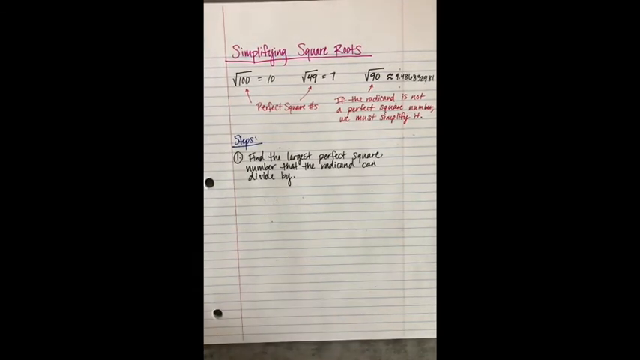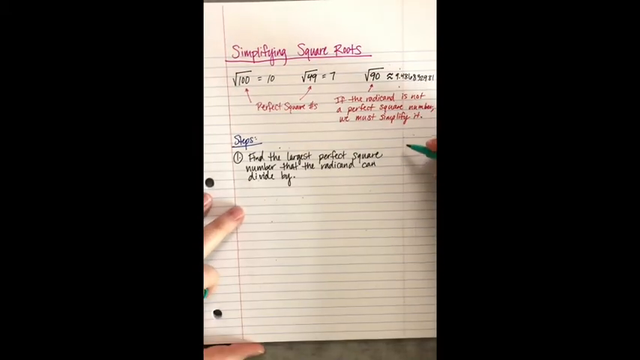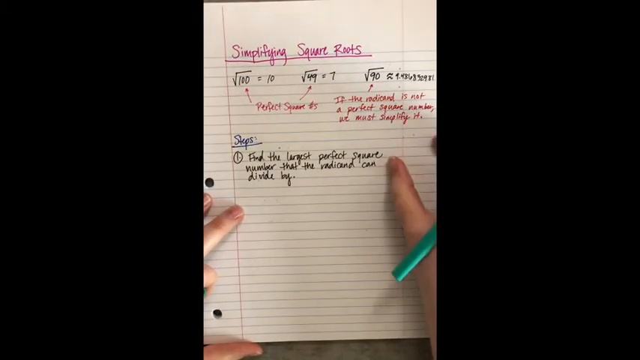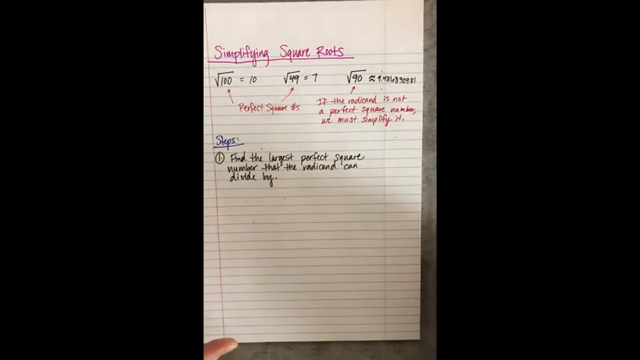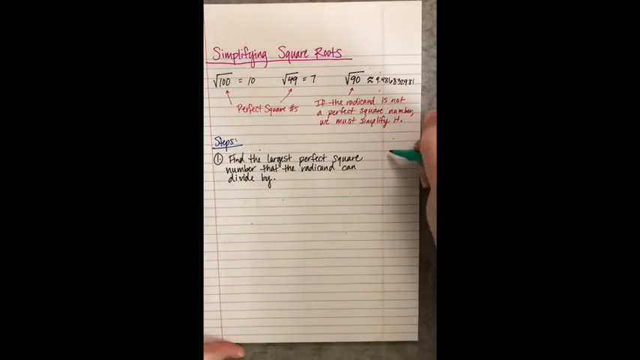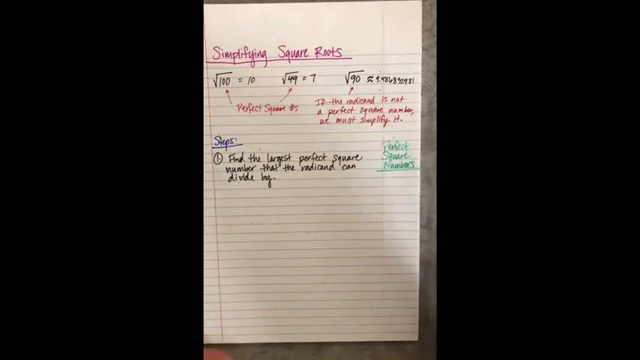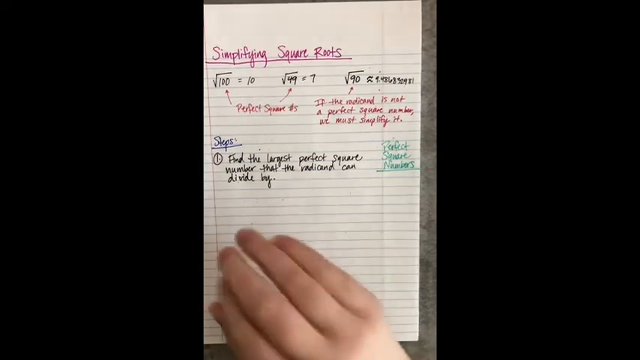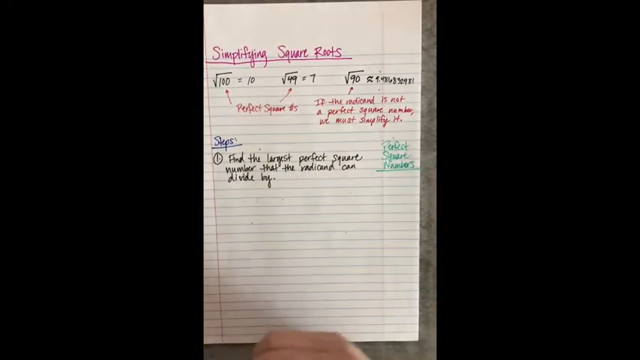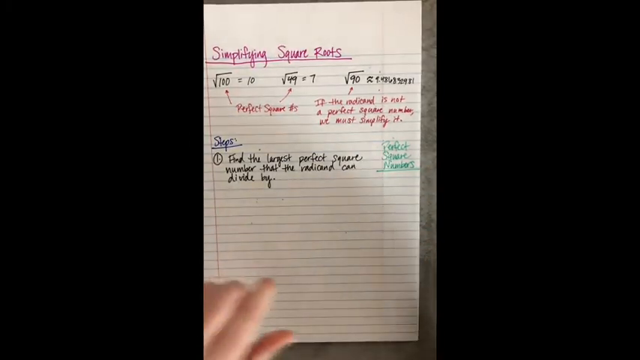Well, let's maybe write down some perfect square numbers. I'm just going to use the margin of my notes right here. Perfect square numbers. Now, there are a million bajillion perfect square numbers. We're just going to list maybe the first 12 or 16 or something like that.